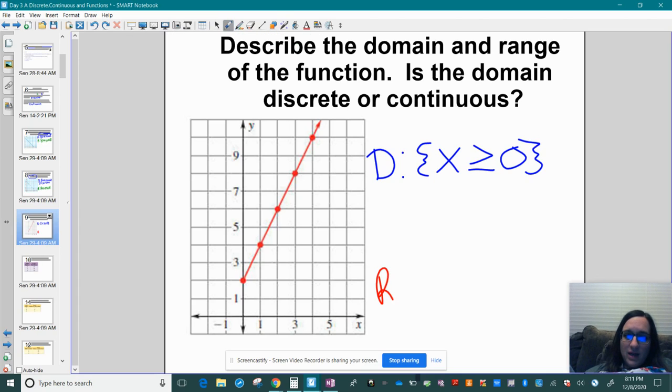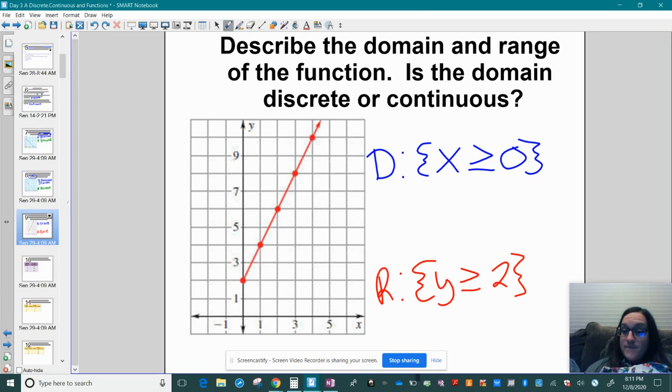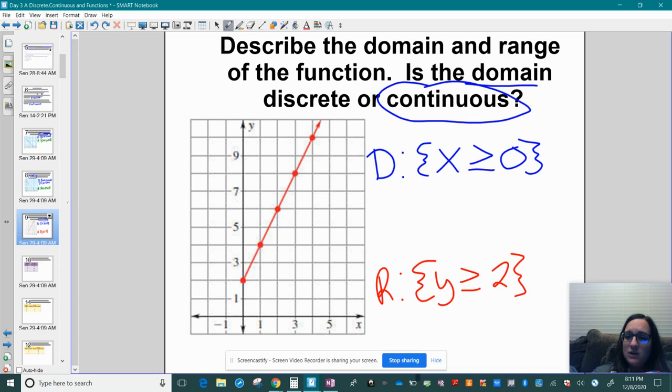And then if we want our range, that one is a little bit different too. We're looking at our y values, but we actually start at, if we're going on our y-axis, we have nothing here, nothing at 0, nothing at 1. We start at 2, and we want all of our numbers, for y greater than or equal to 2. Ta-da! Then we want to know, is the domain discrete or continuous? Well, it does have an endpoint, but it's continuous. We're hitting all those fractions and decimals between it. So even though it doesn't continue in both directions, that's okay.